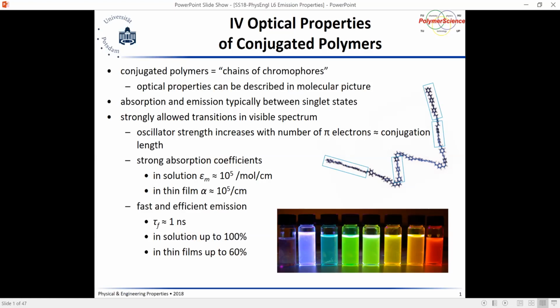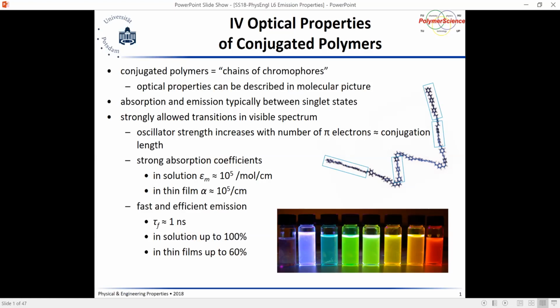When we excite a conjugated polymer, we're generally talking about singlet states. In a couple of slides, I'll explain exactly what I mean by singlet states and what else there is as opposed to singlet states. And we generally excite the polymer with light. Light is an electromagnetic wave. It has both an electric component and a magnetic component. The magnetic component is at least about 5 orders of magnitude smaller, so we usually ignore that.